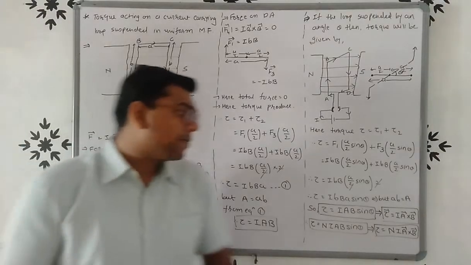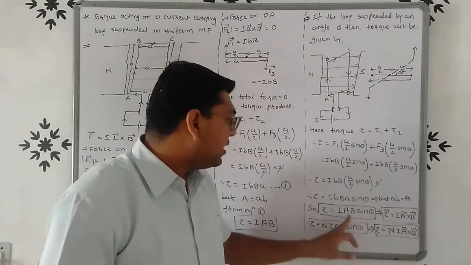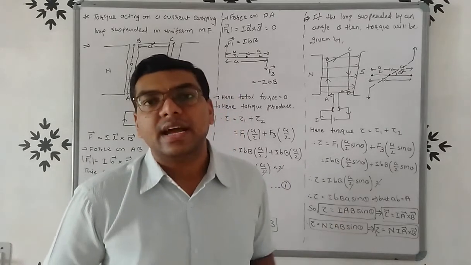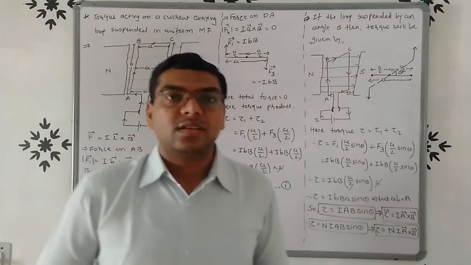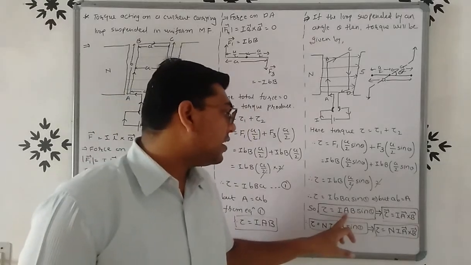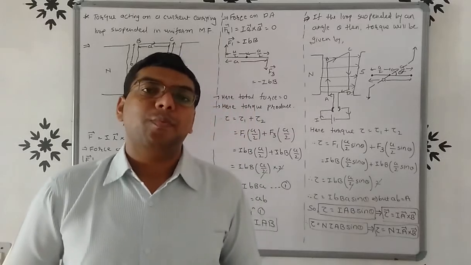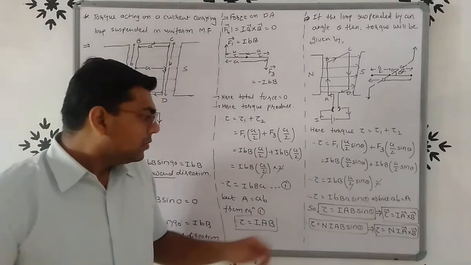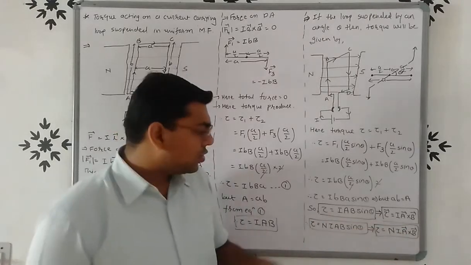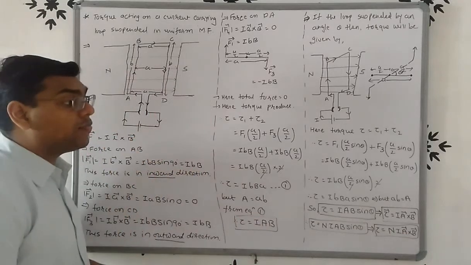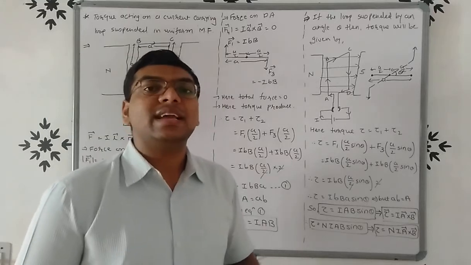Now friends, I is current and A means area. So you have to remember friends, I into A, that means the product of current and area, is equal to the magnetic moment. So magnetic moment is equal to I into A. You have to remember friends, the product of I and A is known as magnetic moment.